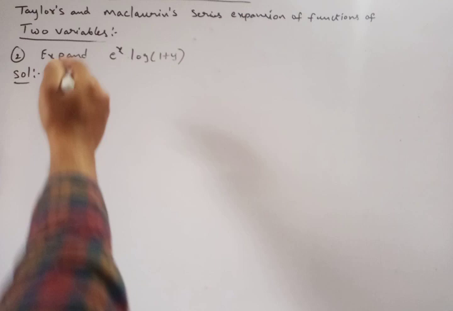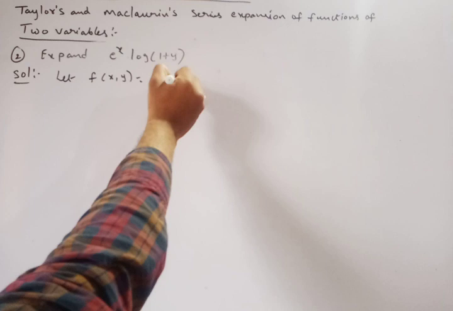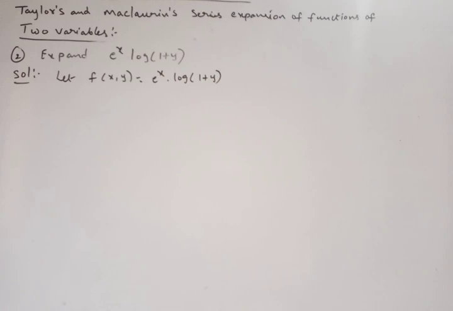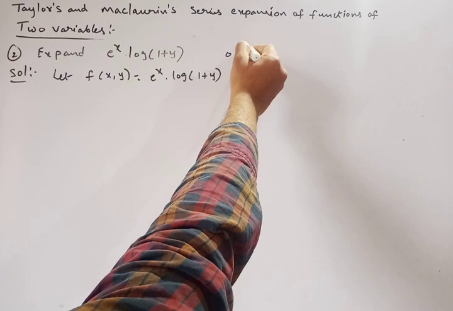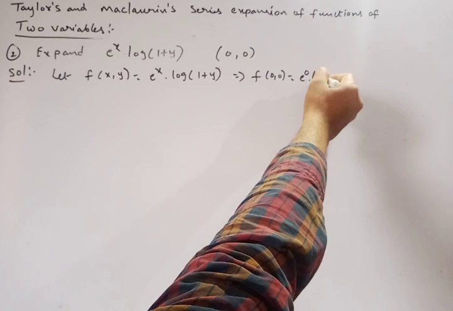So now let f(x, y) = e^x log(1 + y). What point can we take here? It is not given, so take the point (0, 0). That means f(0, 0) = e^0 log(1 + 0). e^0 is 1, and log 1 is 0. So you get the first value as 0, correct.